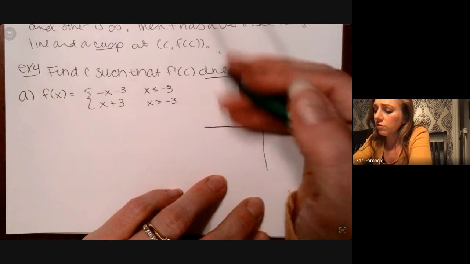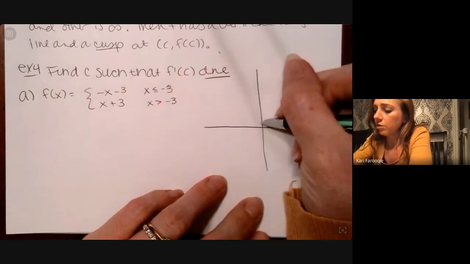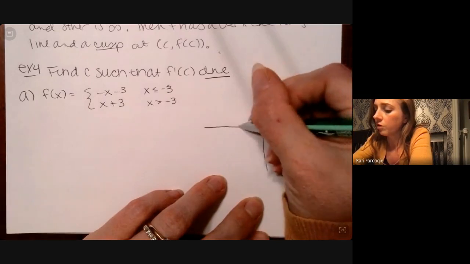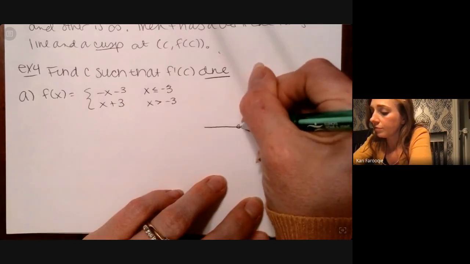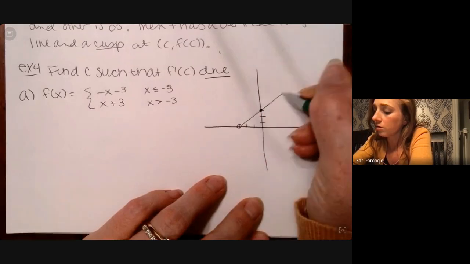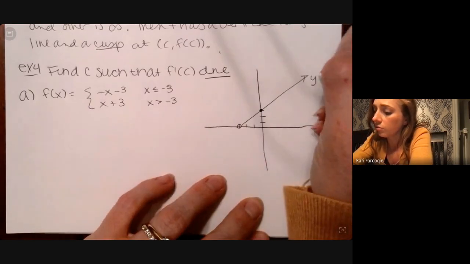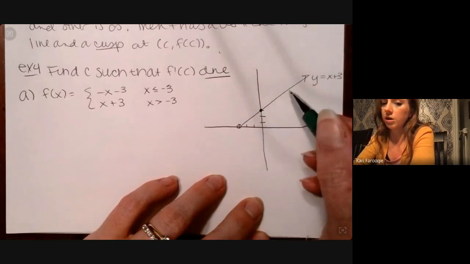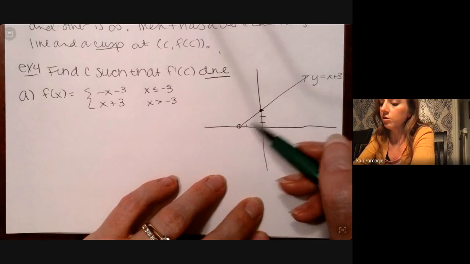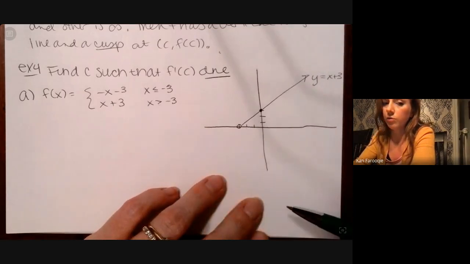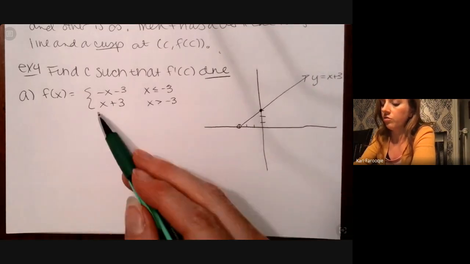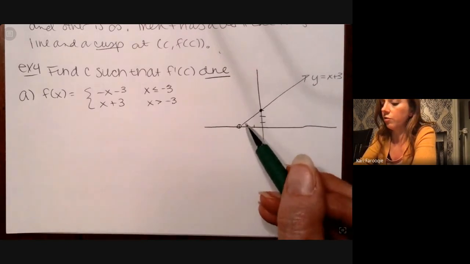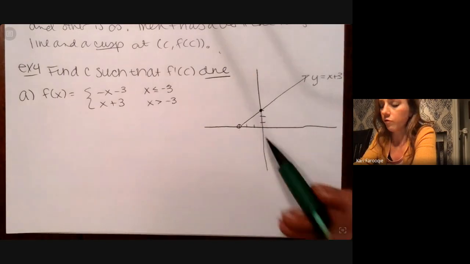x greater than negative 3 follows x plus 3. So this is for x being greater than negative 3. I'm going to go ahead and graph this line, y equals x plus 3. In the case that x is greater than negative 3, I'm not filling in the circle here because I didn't say greater than or equal to. So when x equals negative 3, f of x is 0. When x equals negative 2, f of x is 1, so on and so forth.